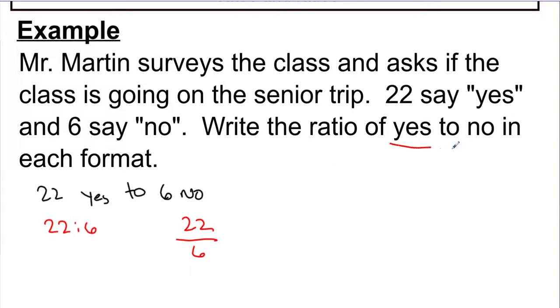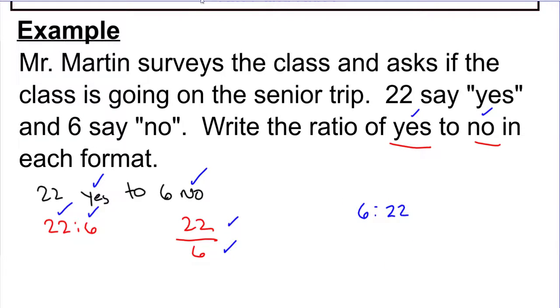So yes is first, no is second. I know that as I read these, obviously these ones have the labels, but for the ones that don't have labels, the fact that they asked me to write yes first and no second lets me know that these are the yeses and these are the no's. Same thing, yes, no, because of the way they described it. If they changed this and said write the ratio of no to yes, I would actually change it so it would look like that, right?